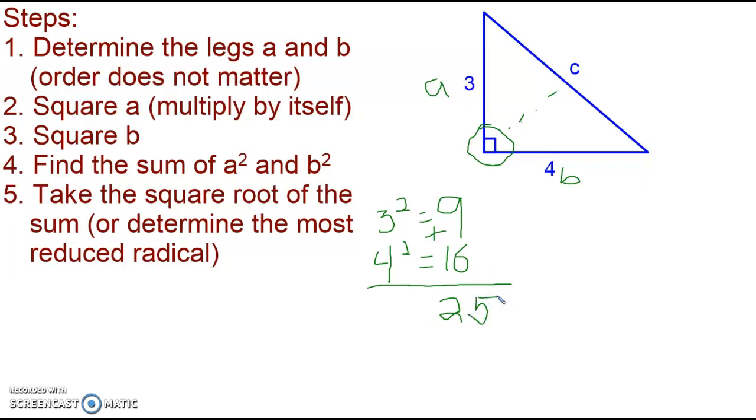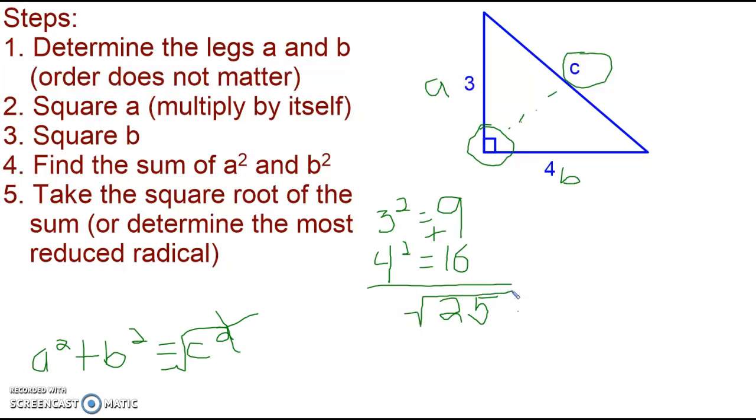And then our last step is to take the square root of the sum. So why do we have to do this? Because when we have A squared plus B squared, that gets us C squared. But what we want to find is C, not C squared. So remember that the square root is the opposite of square, so that's going to cancel out that square there. In this case, we're going to take the square root of 25, and we get 5. So we know that C is going to be equal to 5.